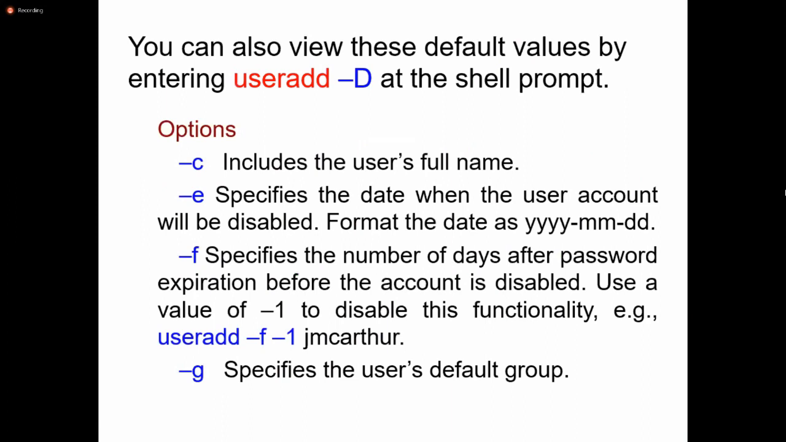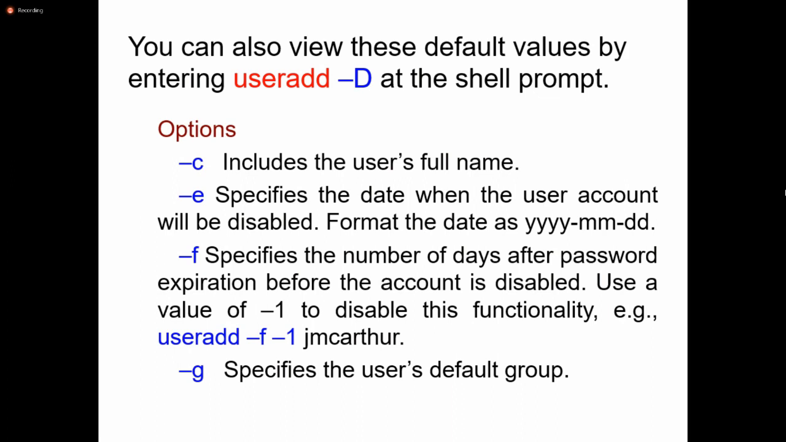You can also view this default list by entering useradd -D. So if you put -D, it will show you these default values, right? -c includes the user's full name. -e specifies the date when the user account will be disabled. That is the expiration date, right?